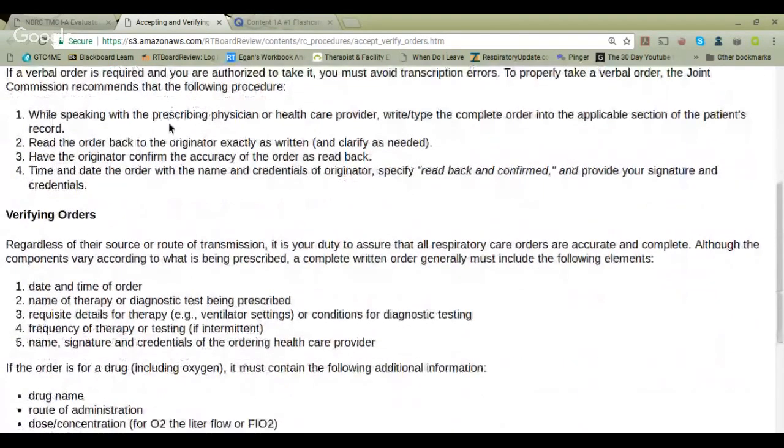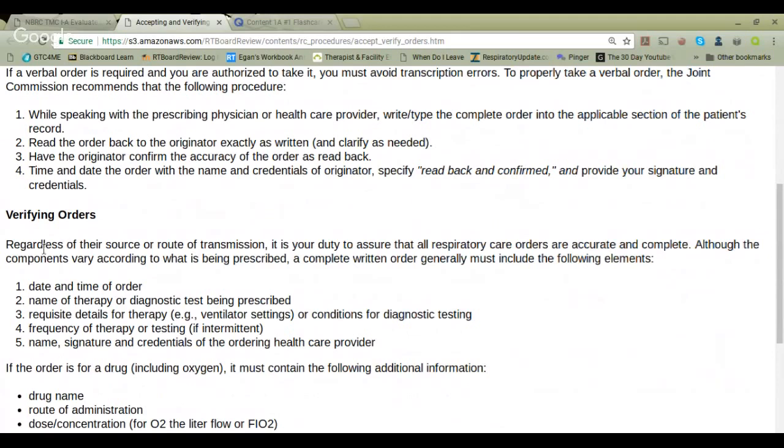While speaking with the prescribing physician or healthcare provider, write or type the complete order in the applicable section of the patient's record. Read the order back to the originator exactly as written and clarify as needed. Have the originator confirm the accuracy of the order as read back. Time and date the order with the name and credentials of the originator. Specify read back and confirmed. Provide your signature and credentials.